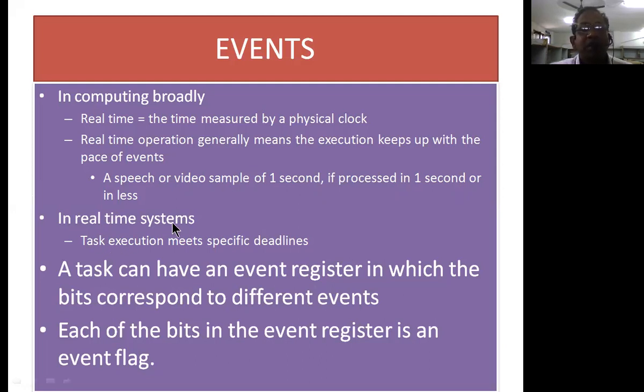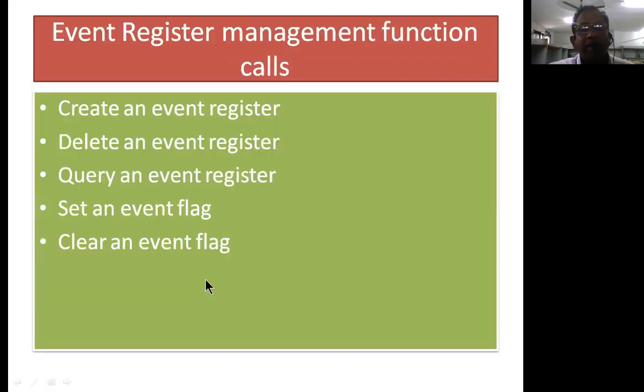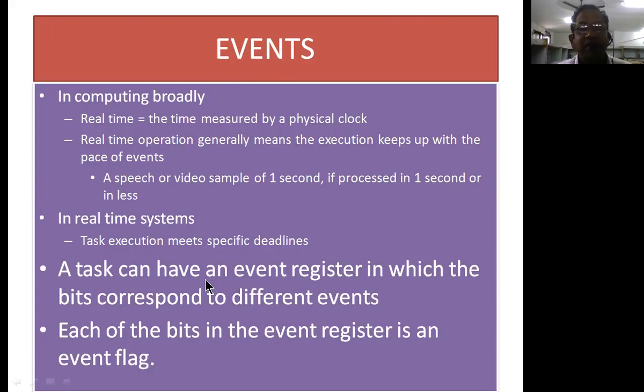Okay. So in real-time systems, task execution meets specific deadlines. This is what we are continuously speaking about here. If any system meets specific deadlines with respect to time, it is called a real-time system. So a task can have an event register in which bits correspond to different events. Usually a task is going to consist of a sequence of events to be performed.